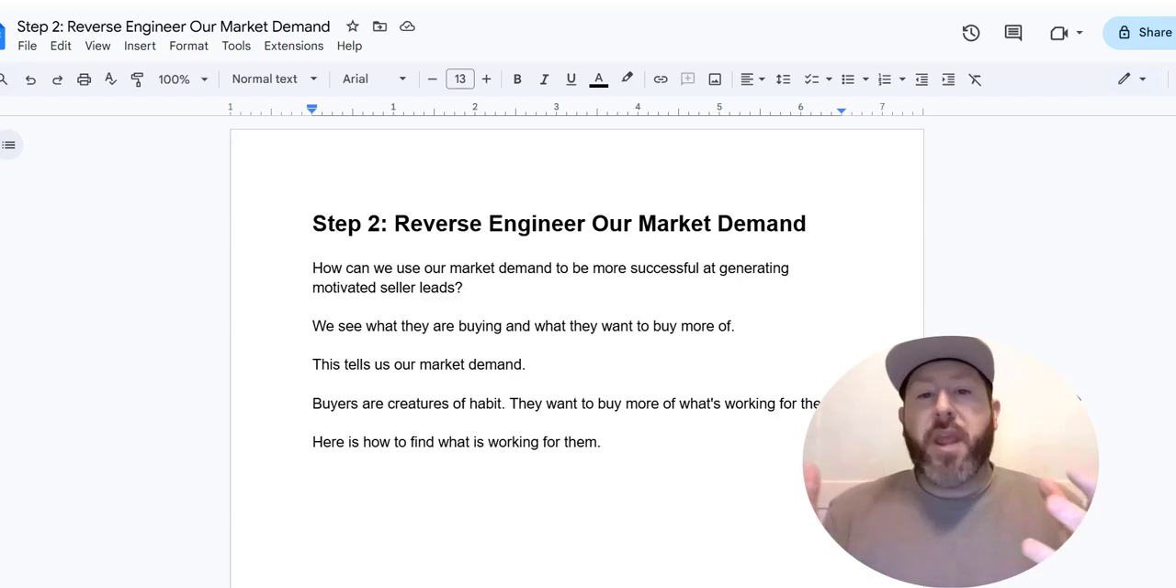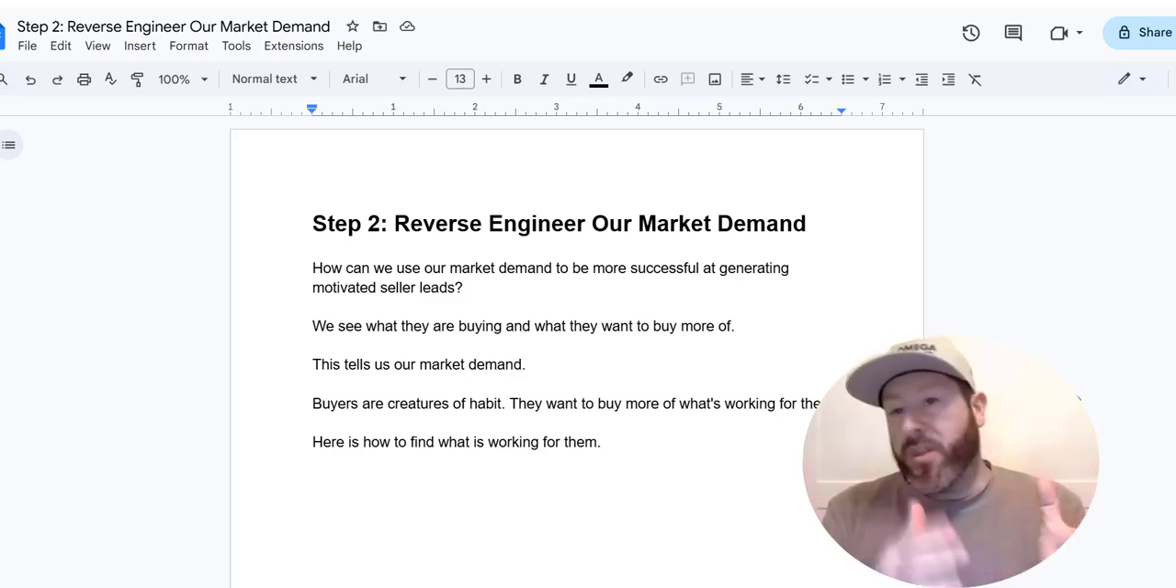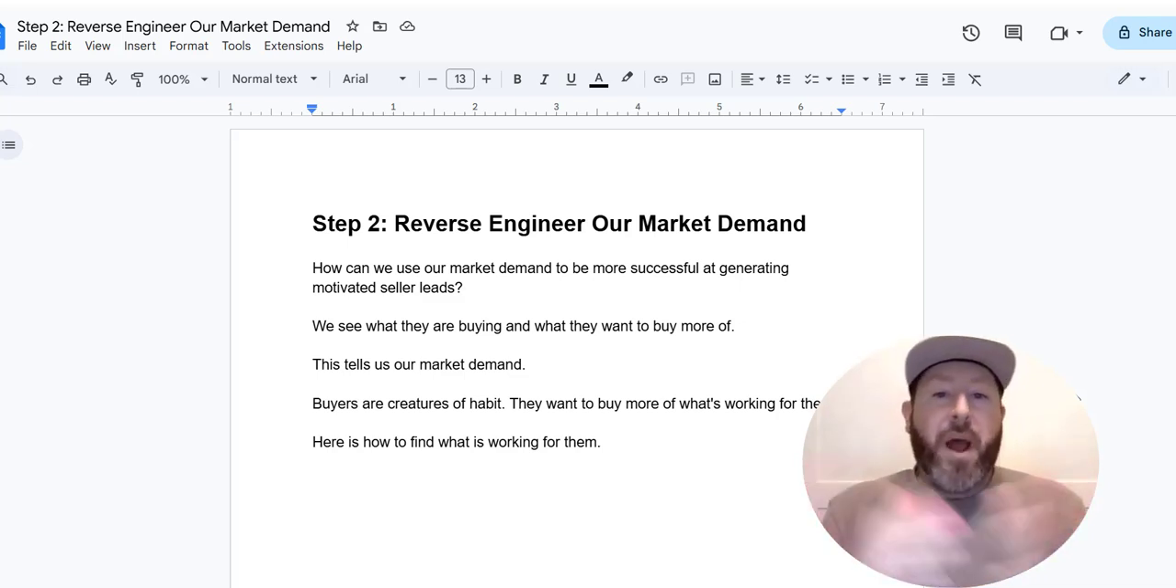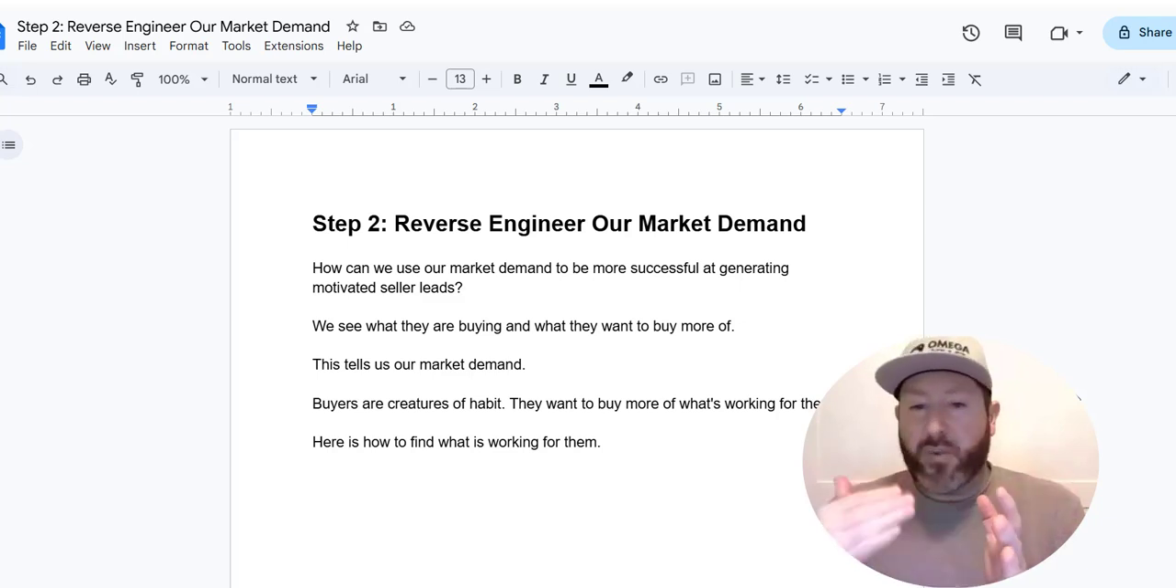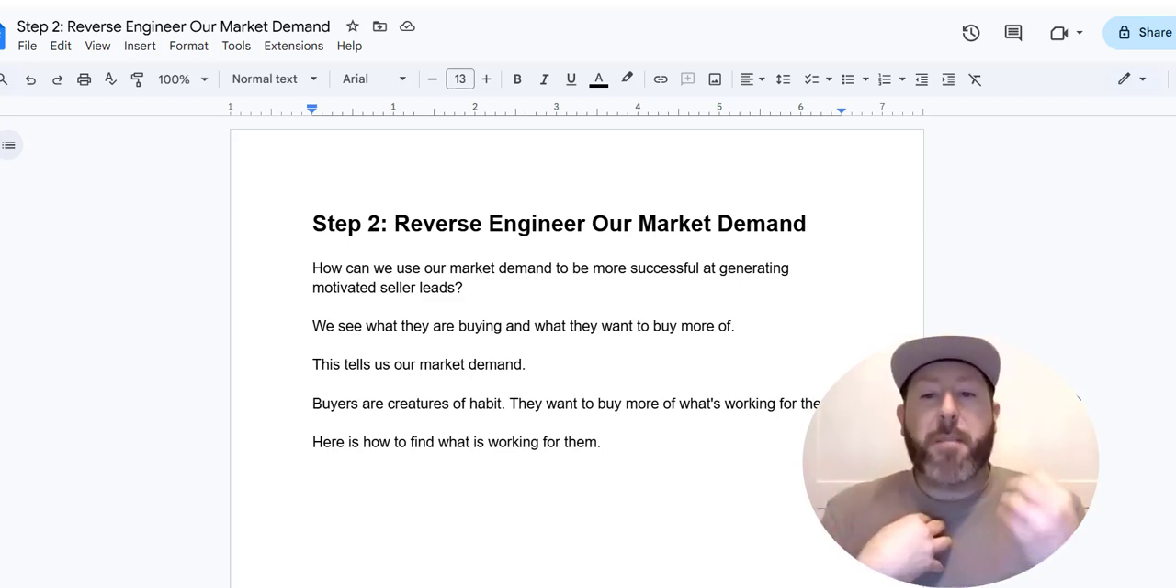So to do that, we want to look back at the last 25 or 30 properties they bought and understand what our market demand is, what they want to buy more of, because buyers are creatures of habit. This is what's going to tell us our demand. They want to buy more of what's working for them.